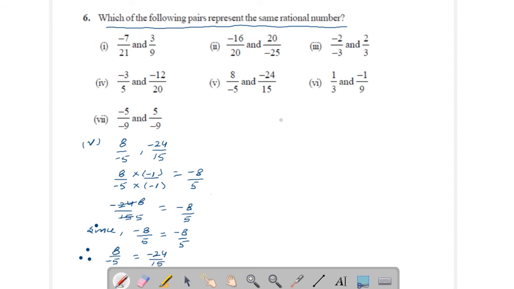Now come to sixth part. 1 upon 3 and minus 1 upon 9. Here both are in simplest form. Therefore, 1 upon 3 is not equivalent to minus 1 upon 9.